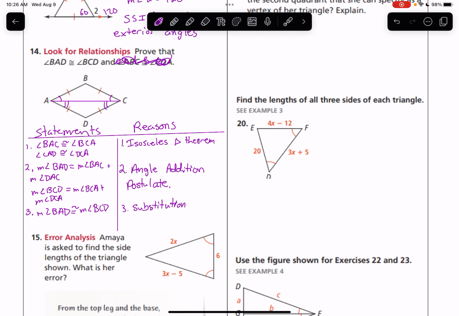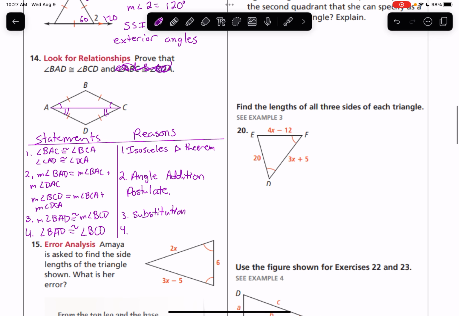Now notice that I didn't say the angles are congruent yet. I'm proving that the angles are congruent, and down here I have the measures of the angles are congruent. So I can do one last step to go from the measures of the angles to the angles themselves. I can say angle BAD is congruent to angle BCD. And I know that by the definition of congruence, that's the one that tells us that if the measures of 2 angles are the same, the angles themselves are congruent. So it's going to be the definition.